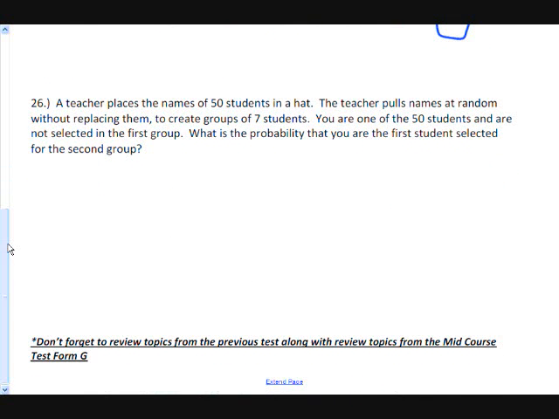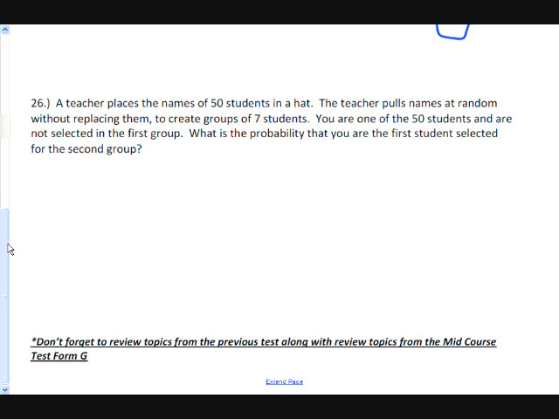Last one here, number 26, it says a teacher places the names of 50 students in a hat. The teacher pulls names at random without replacing them to create groups of 7 students. You are one of the 50 students and are not selected in the first group. What is the probability that you are the first student selected for the second group? And really, this problem isn't nearly as complicated as it seems. The goal here is just to use our imaginations and put ourselves in the shoes of what's happening here.